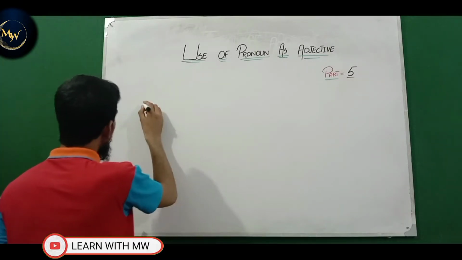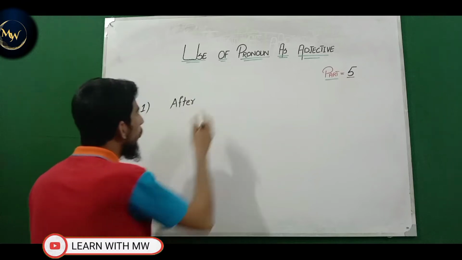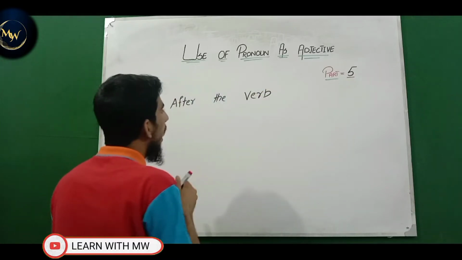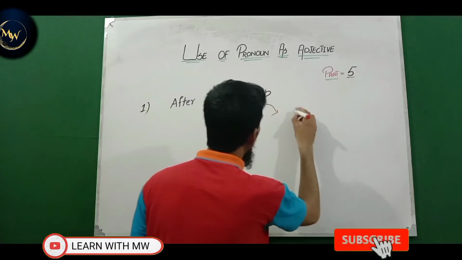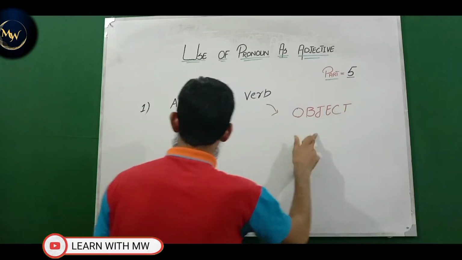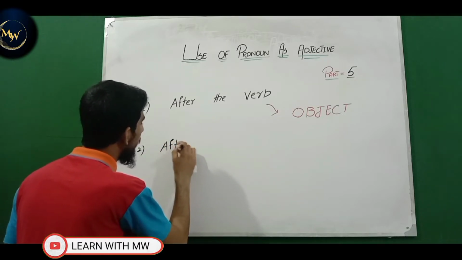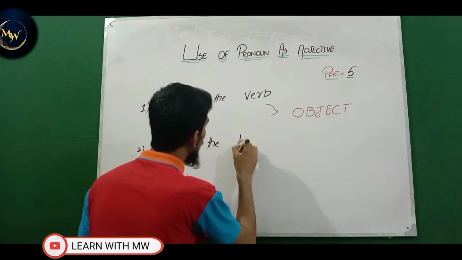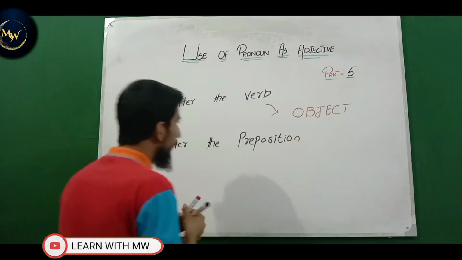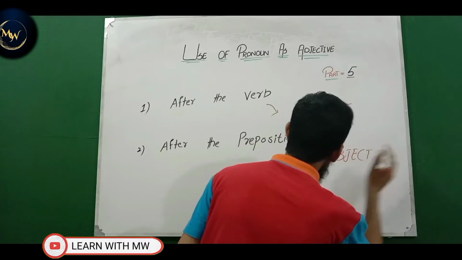The first thing is that after the verb always comes object. So the first thing that we should remember is that after the verb always comes object. The second concept that we should remember is that after the preposition also comes object.